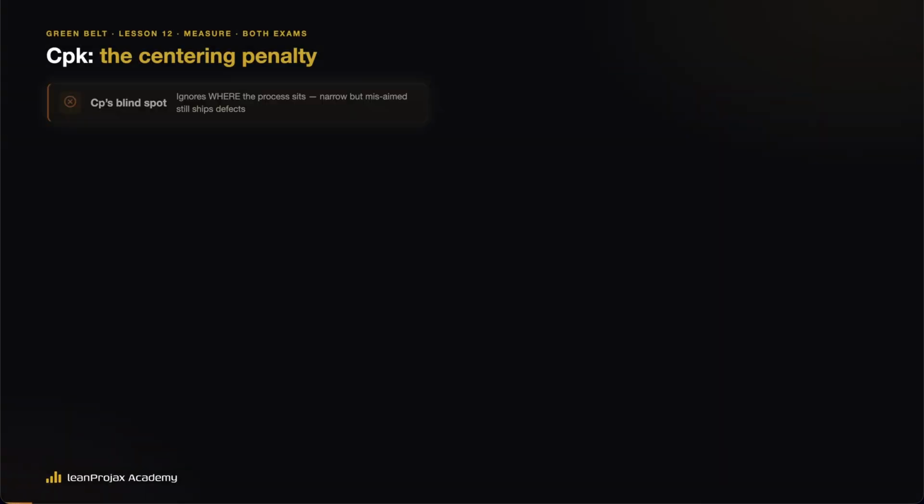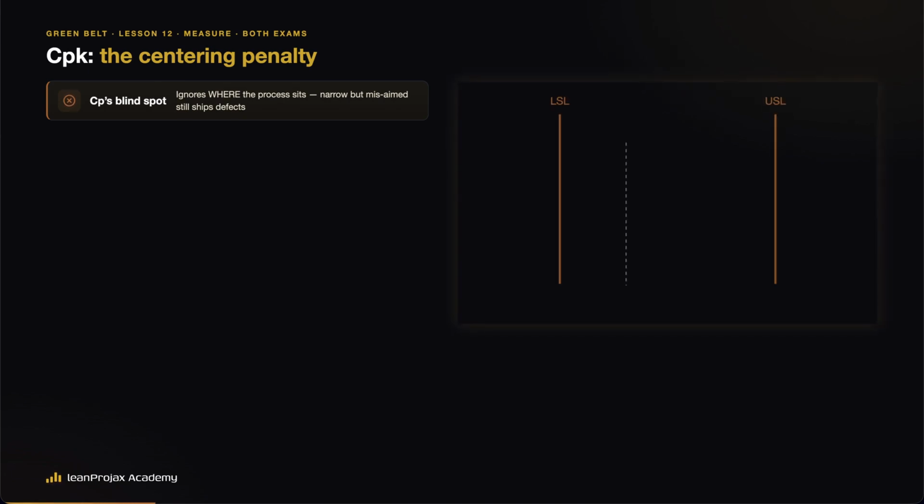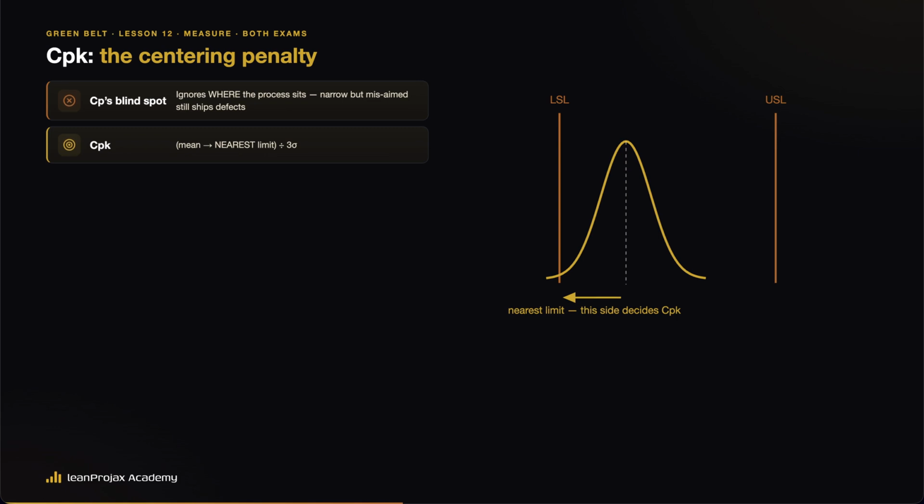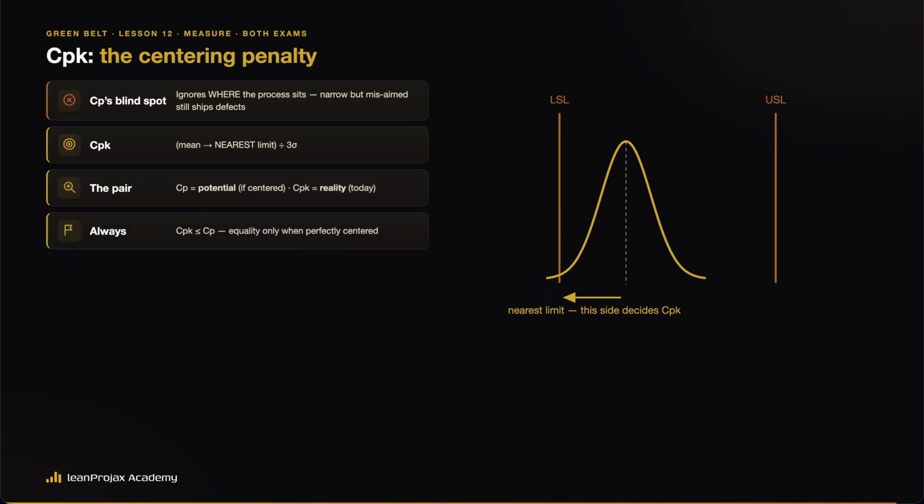But CP has a blind spot. It ignores where the process sits. A narrow process aimed at the wrong place still ships defects. CPK fixes that. Take the distance from the mean to the nearest spec limit, divide by 3 sigma. Off-center processes get punished. Centered ones earn CPK equal to CP. So remember the pair. CP is the potential. How good you could be if perfectly centered. CPK is the reality. How good you are today. CPK can never exceed CP.